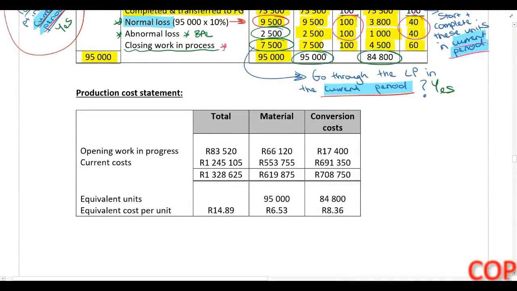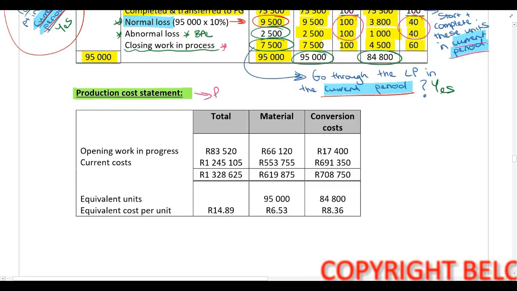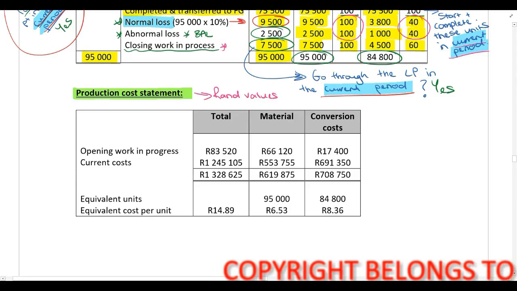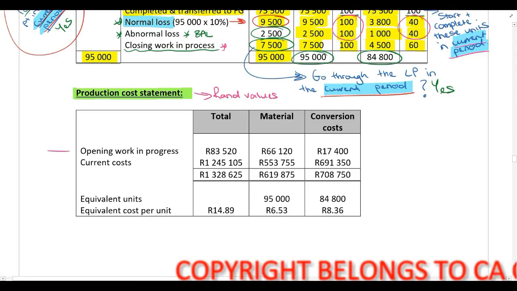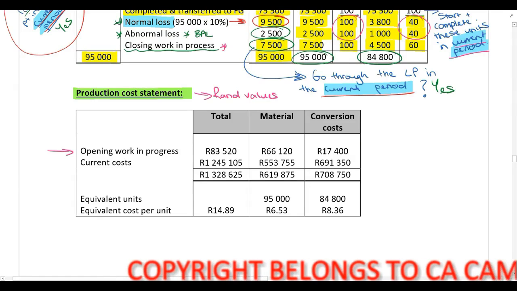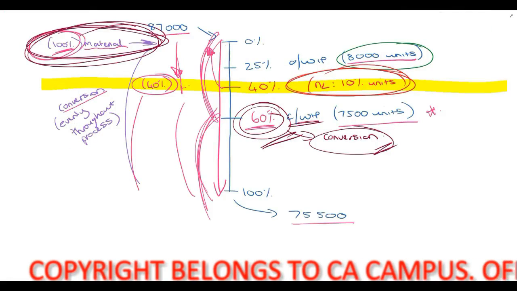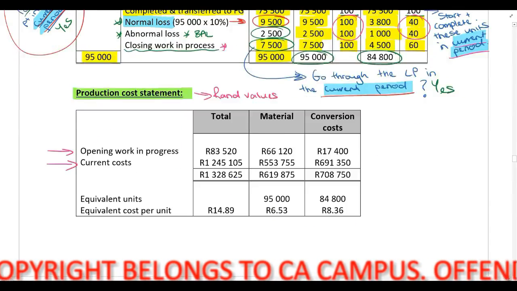After you have done your quantity statement, you can then look at your cost statement. And with the cost statements, this is where we start looking at all of the rand values. So first get the rand values of your opening work in process and then get the rand values of your current costs. So this is very simple.